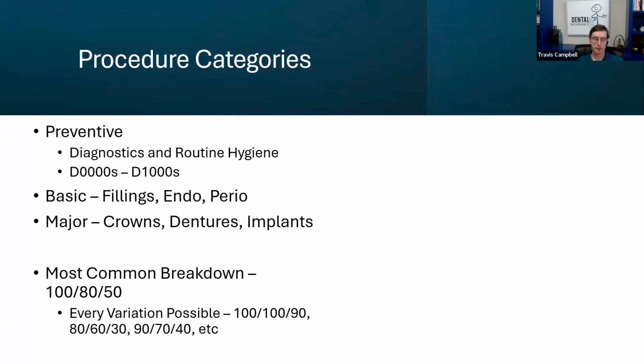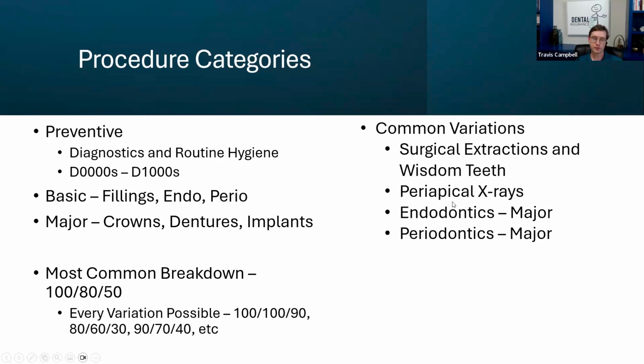However, the reason you ask for these breakdowns is because it is very possible to have almost any number in these. We've seen 100, 90, we've seen 80, 60, 30, 90, 70, 40, literally any number you can think of. Even potentially a lot of times we'll see 100/80/0, where they pay nothing for major. And so you want to know these percentages because they're super important to getting you an estimate, and they change very frequently. Even though 100/80/50 is the most common, there are lots of variations of it.